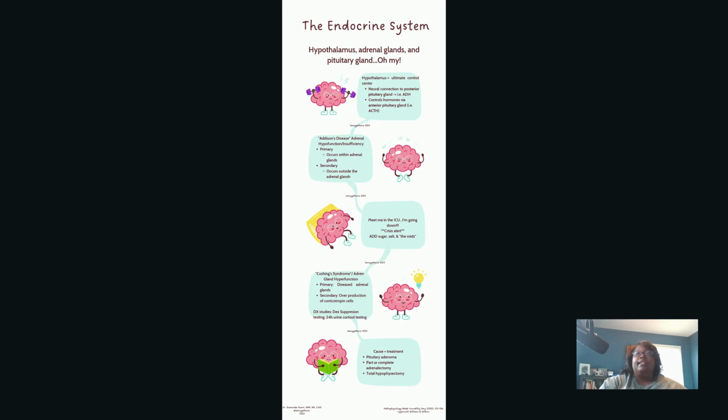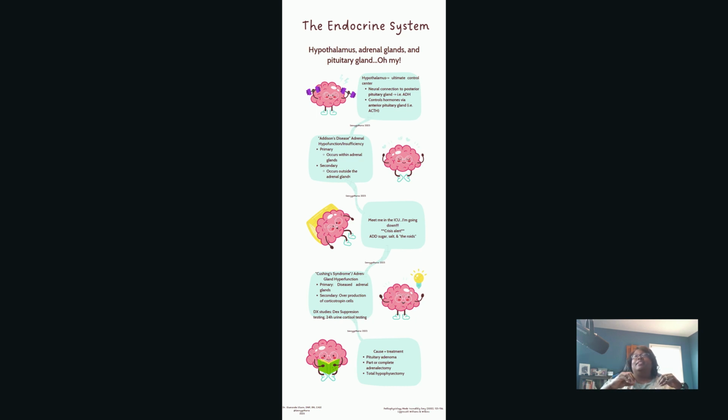We're continuing this series with the endocrine system, and we're going to go over and discuss the hypothalamus, the adrenal glands, and the pituitary gland. Oh my. What I want to discuss today is that these components are so important to unlocking key exam questions just by understanding the patho. That's how we're going to go through this today. So let's get into this.